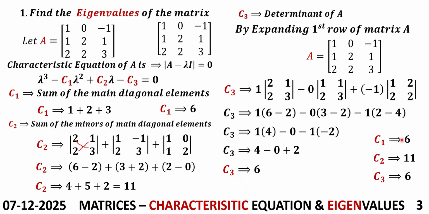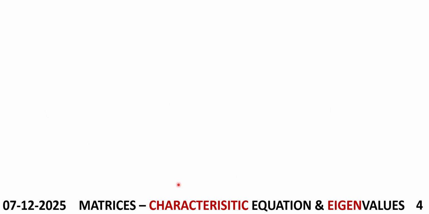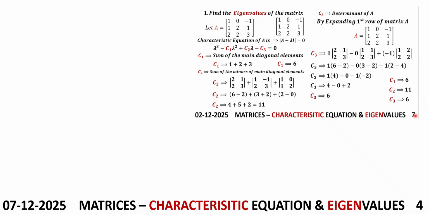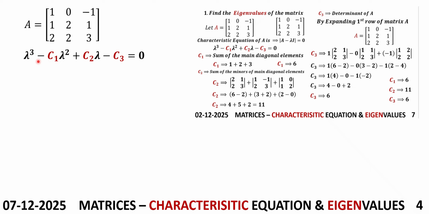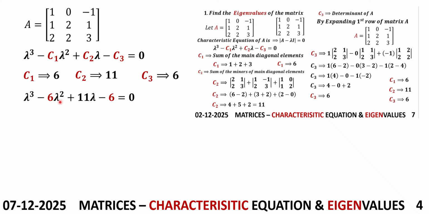Now we will write all the three eigenvalues. In the next slide we will show the same PowerPoint so that we can understand how we have written it. The same matrix is written as it is, all the values are written here. The calculation we got in the previous slide we have written as it is. Now the matrix A is given. The characteristic equation for a 3x3 matrix is written, in which C1, C2 and C3 appear. We will substitute in the characteristic equation. So C1 is 6, C2 is 11 and C3 is 6. So we get lambda cube minus 6 lambda square plus 11 lambda minus 6 equal to 0.